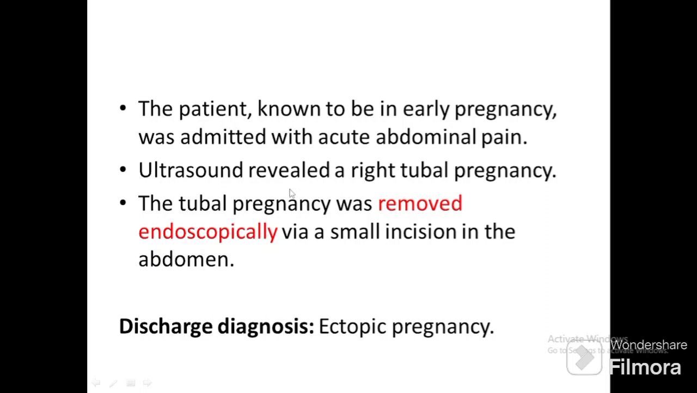So another example. In this, the tubal pregnancy was removed endoscopically via a small incision in the abdomen. So the procedure is removal of tubal pregnancy endoscopically via a small incision. So here, removal of tubal pregnancy is coded to the root operation resection. This is important. Though the procedure is related to pregnancy, because it is just removal of tubal pregnancy, it is coded to medical and surgical section, and then with the root operation resection. So we should use the term resection.